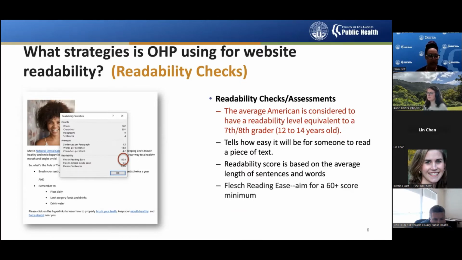So basically what happens is, once a score is generated, it is looking at it from a scale of 1 to 100, with 100 being the easiest to read and 1, of course, being the most difficult. So if you have a reading score between maybe, let's say, 60 and 80, you could expect the average person or average adult to read it. But again, the ultimate goal is to get the score as high as possible.